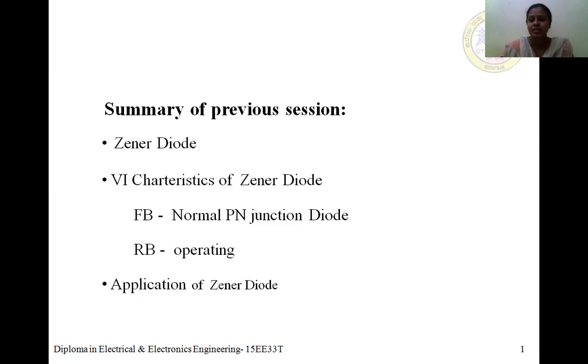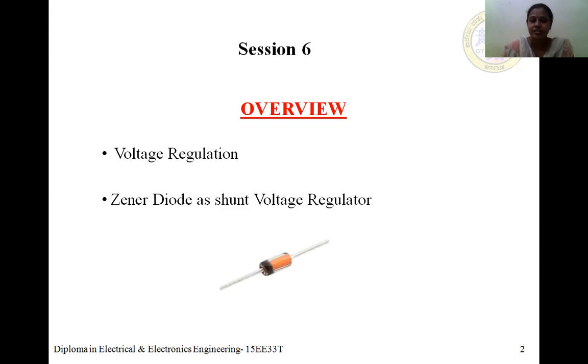Next, coming to session 6. In this session 6, we are going to study about voltage regulation and Zener diode as a voltage regulator. The first thing we are going to study here is voltage regulation. In this, we are going to study about the definition of voltage regulation.